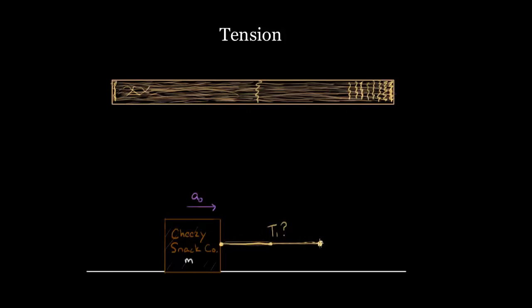In other words, maybe the tension at this end is 50 newtons, and the tension at this end is like 49.9998. So, okay, yeah, they're a little different. The tension here is a little greater, but it's insignificant. That's what we're saying. So let's try to do this problem.